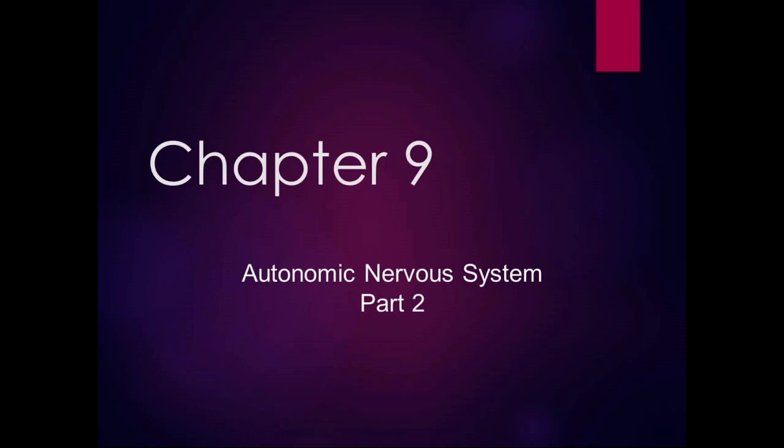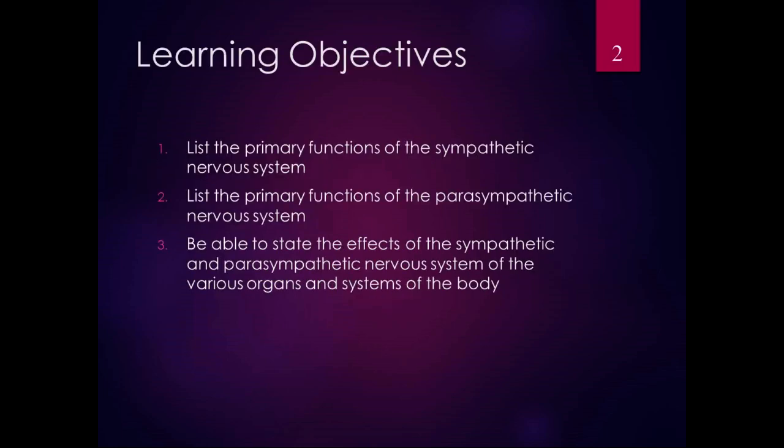So in the second part, or second PowerPoint, there are a couple different parts. We're going to talk about specifically the sympathetic nervous system and the parasympathetic nervous system. So I'm going to have a little section on sympathetic, little section on parasympathetic. So really we're going to address now specifically the learning objectives, primary functions of sympathetic, primary functions of the parasympathetic, and the effects of those individual ones within various organs and systems of the body.